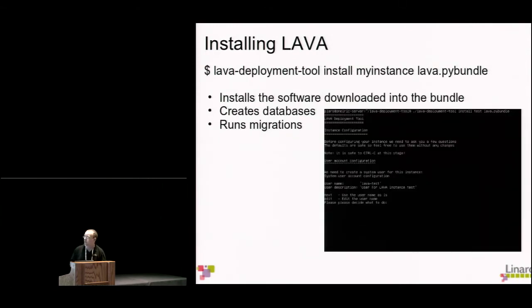So the next step in the process is you just run Lava Deployment Tool install. You give it the name of the instance, production, staging, test, my instance, whatever you want to call it, and then you tell it the bundle you want to install. If you're upgrading, the process is really similar to that. You just basically replace install with upgrade, and it'll upgrade from everything you had before to the new versions of everything that are in the bundle.